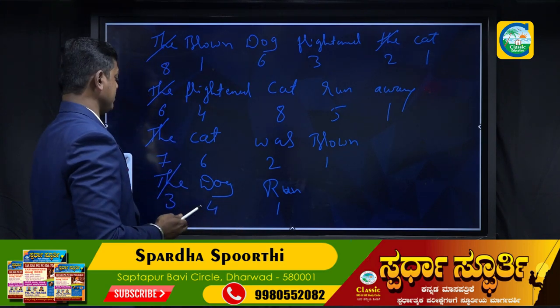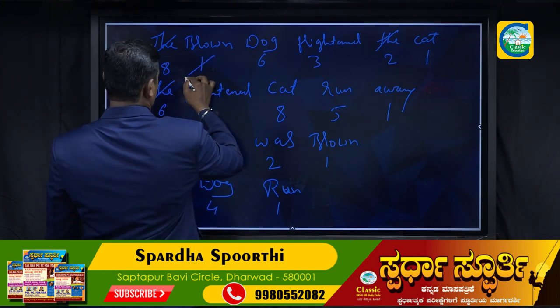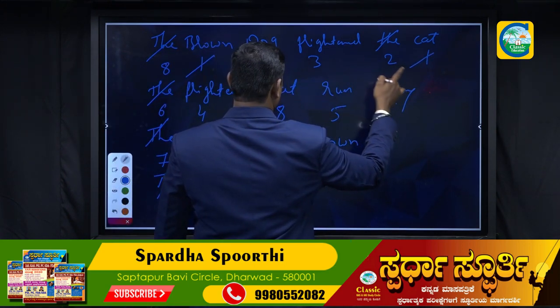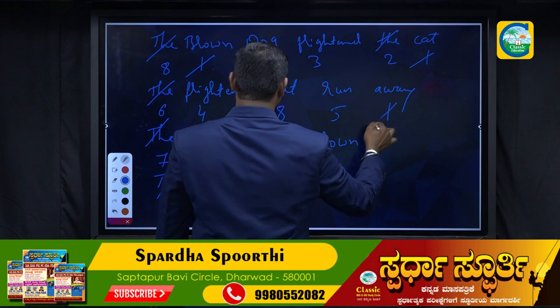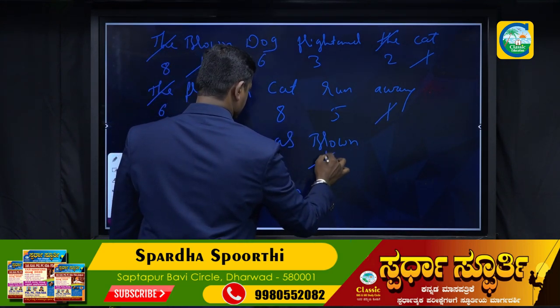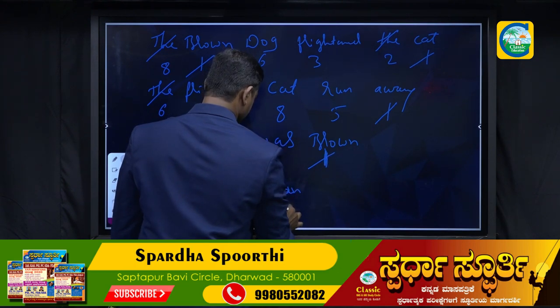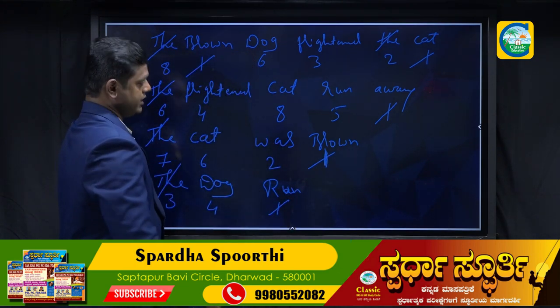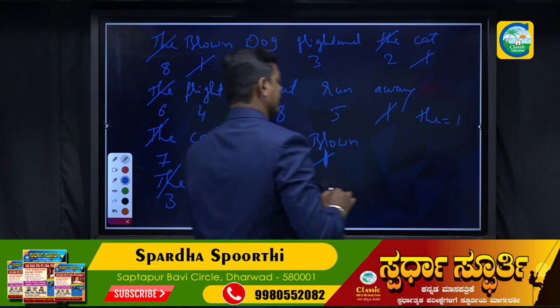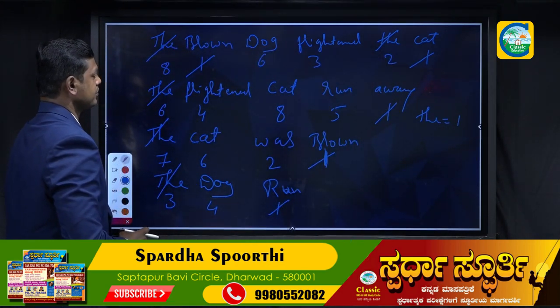Let me see which is that one. 1, 1 means 1 is repeated. So 1, 2, 3, 4, 5. Right? Now write down here outside. The means 1. Now brown.